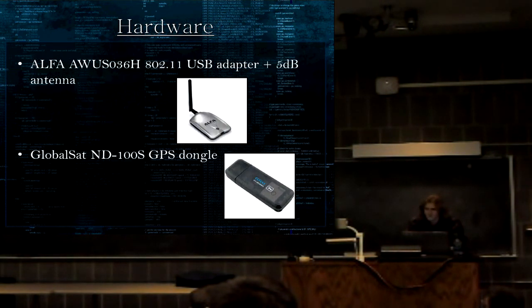Two pieces of hardware I used in addition to my laptop, which are pretty standard stuff for Wardriving. First is the Alpha AWUS036H USB Wi-Fi adapter, which is a really nice tool for any kind of Wi-Fi shenanigans in general. It supports monitor mode, supports packet injection, it plays really nice with Backtrack Linux, which I use for most aspects of this project.